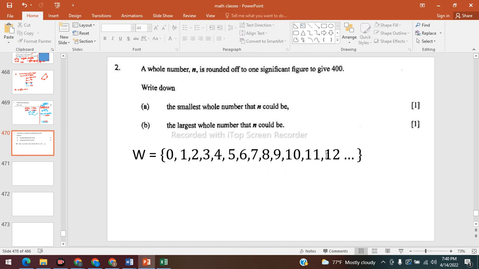Alright, so all the way up to infinity, right? Once they fall in this pattern, they are whole numbers. So a whole number is any number that falls in the sequence of numbers that we have listed. Alright, so that's a whole number.